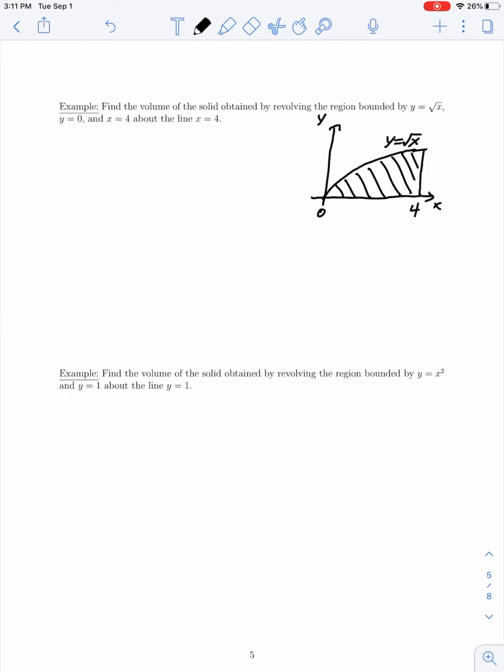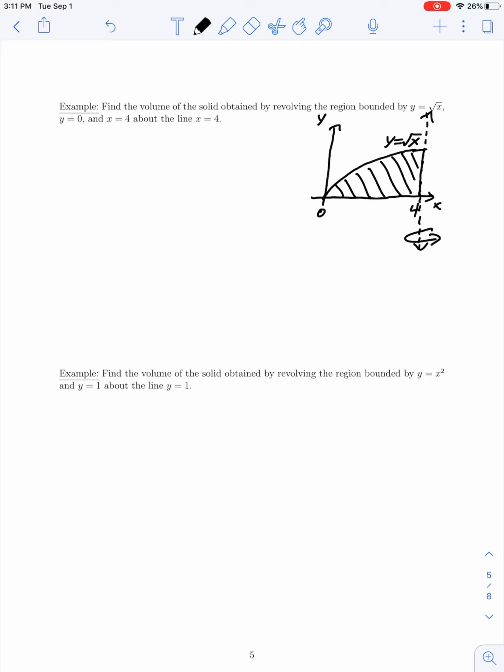And in our earlier example, we were revolving this about the x-axis. In this problem, we are interested in revolving about the line x equals 4. So let me draw in the line x equals 4. So that is this vertical line passing through x equals 4. And this is our axis of revolution. We're going to be revolving about that axis. So let's think about how to do this.